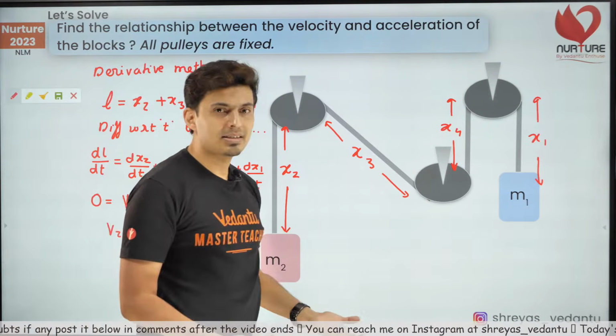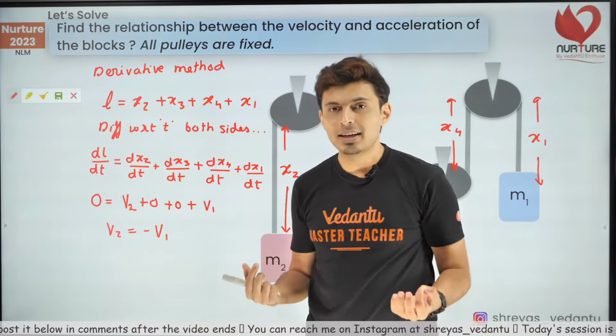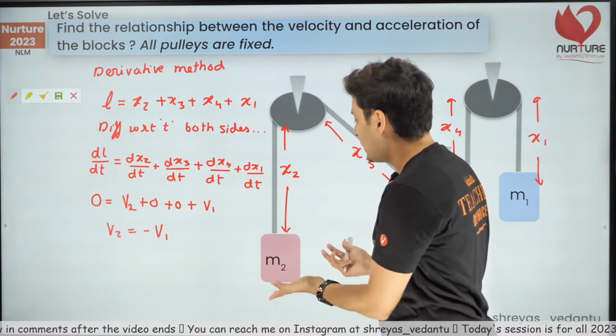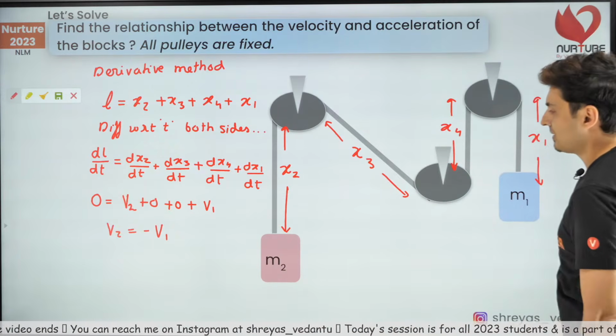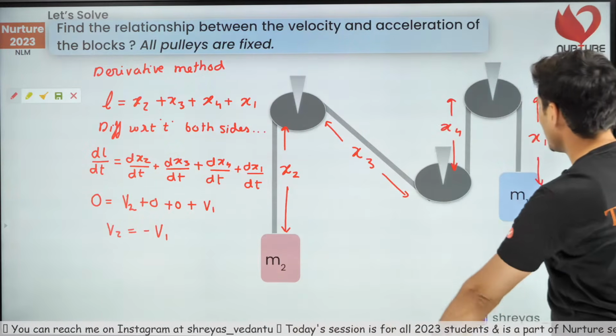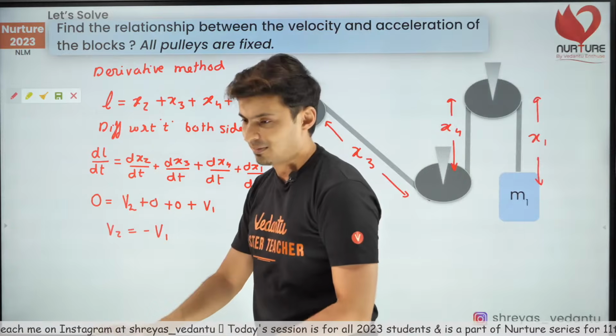Now it just means that if one is moving in such a way that the length is increasing, the other is moving in such a way that the length is decreasing. So if one goes down, the other goes up, but the magnitudes are the same, that's all.